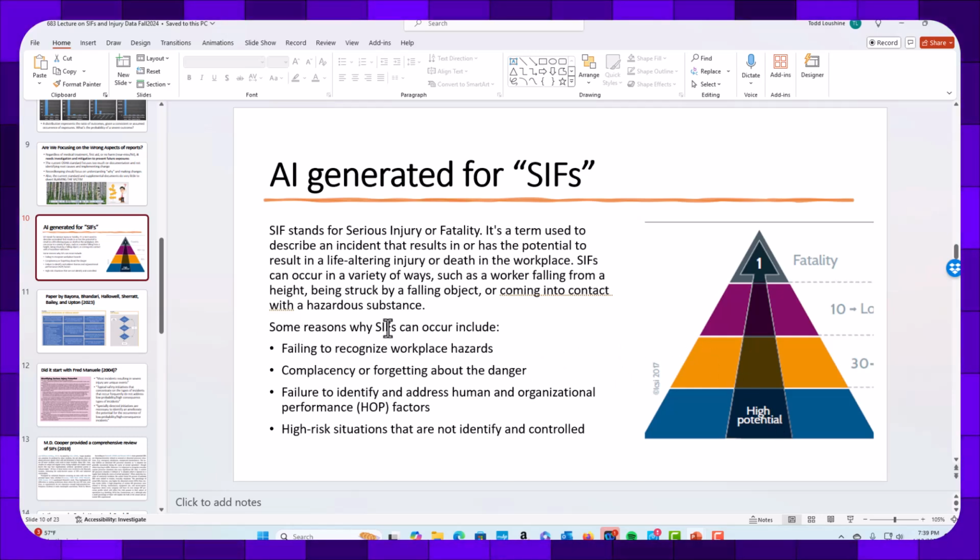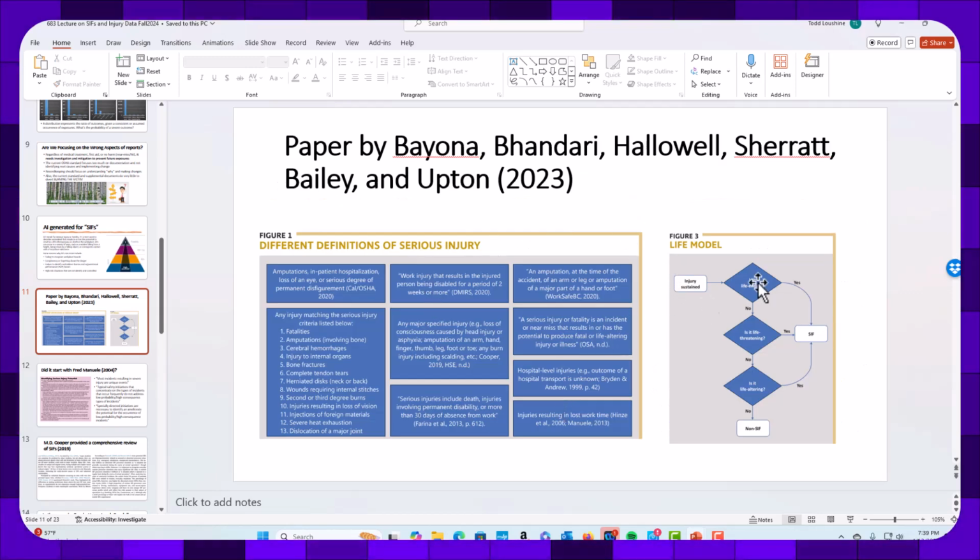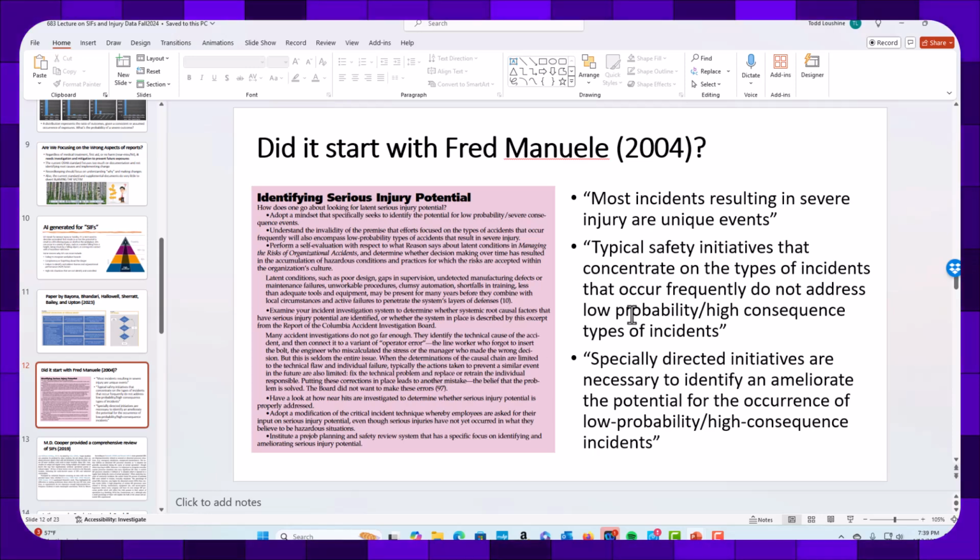But anyway, some reasons for CIF: failing to recognize workplace hazards, complacently forgetting about the danger, failure to identify or address human organizational performance, and high-risk situations that are not identified and controlled. So here, I'm actually reviewing the paper here in class. The question is, did it start with Fred Manuel back in 2004? He was taking pot shots at Heinrich, and one of them is this idea that he believes that Heinrich's pyramid indicates if you fix near misses, you'll fix all the other stuff.